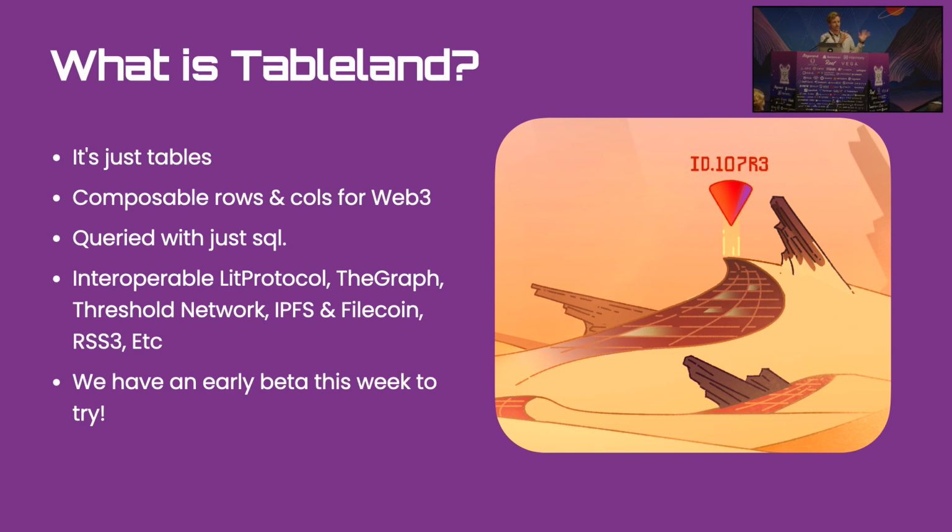So Tableland is just tables. We thought this is really interesting because Web3 actually lacks this data structure in any sort of consistent, reusable, composable way. When I say tables, I just mean rows and columns in Web3 that you can query with SQL. It's an interesting feature that you can add when you have structured data in tables. We're building it so it'll be interoperable with all of the protocols that do excellent things on top of data.